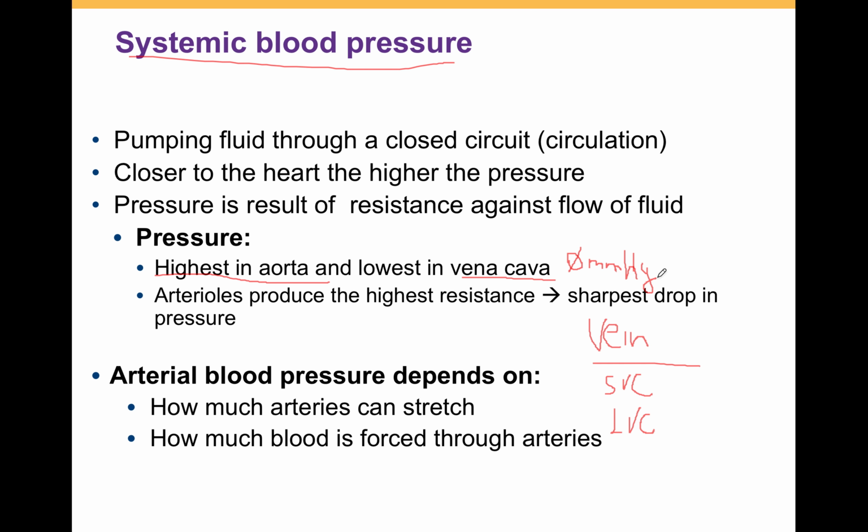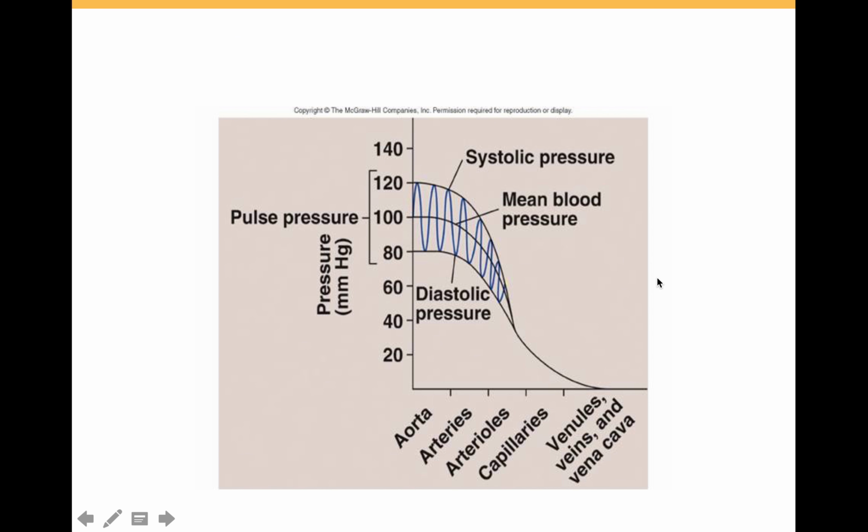And as a result, they have the sharpest drop in blood pressure. So sharpest drop in blood pressure, which we start with 120 millimeter of mercury. When it comes to the arteriole, you have the highest or the most significant drop in blood pressure.